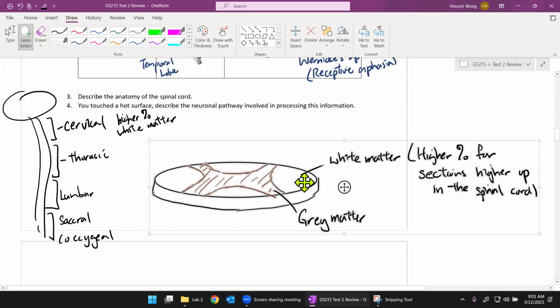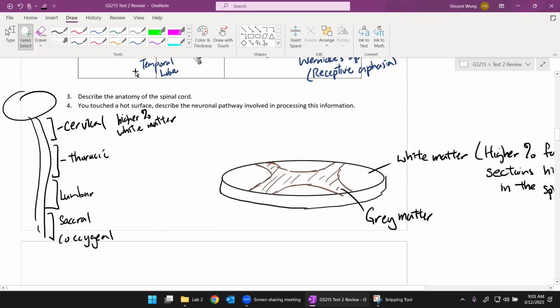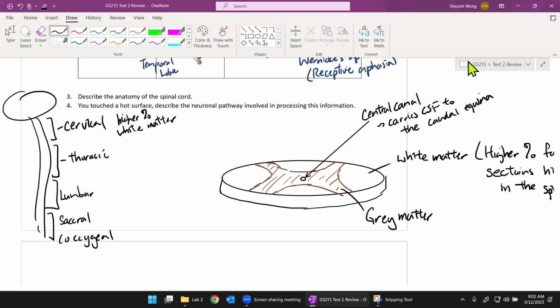I'm just going to move the guy a little bit to the right. Now, in the middle of it all, we have a tiny hole. That is the central canal. It carries CSF to the caudal end. It brings it all the way down to the ponytail portion of the spinal cord, and it exits at the bottom.